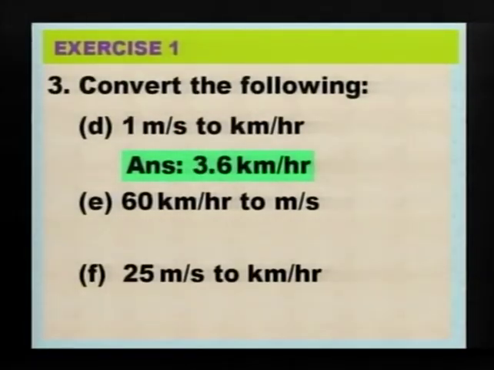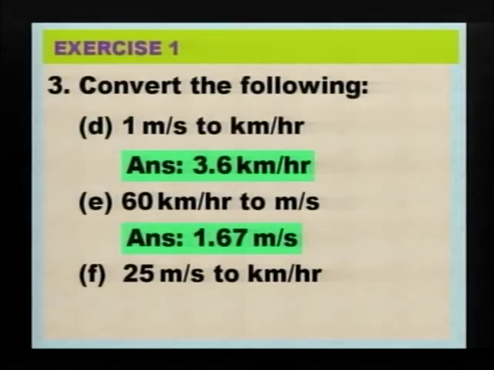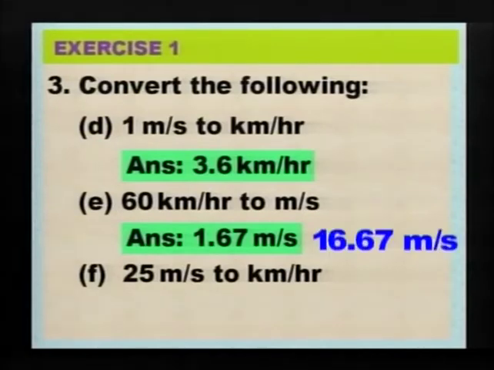Letter D we did yesterday. Did we do letter D in our previous lesson? Okay, sorry. Letter E, the answer is 1 2/3 or 1.66 recurring or 1.67 to 2 decimal places. Sorry. 16 2/3. Okay, my second mistake. You win.